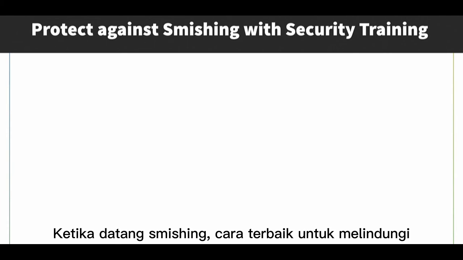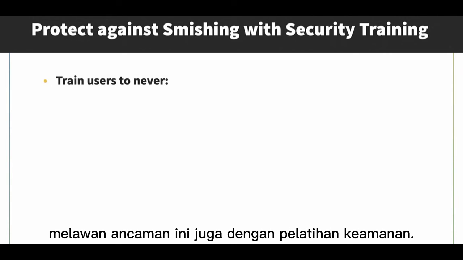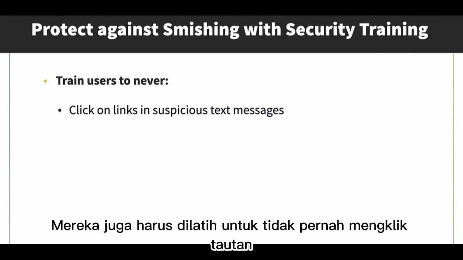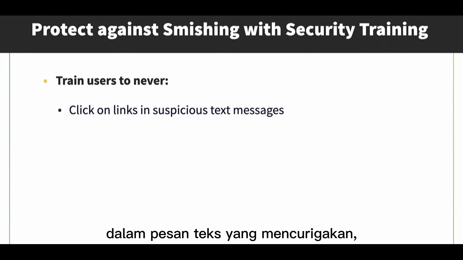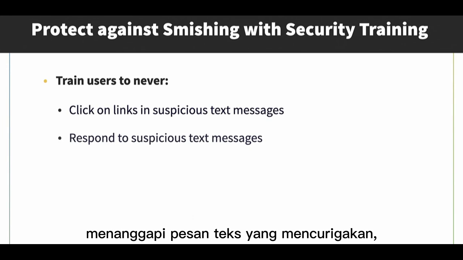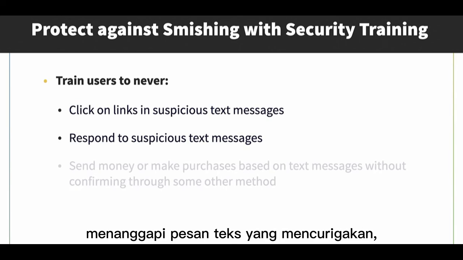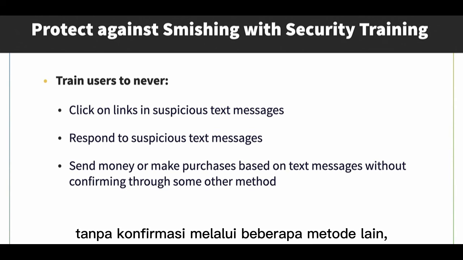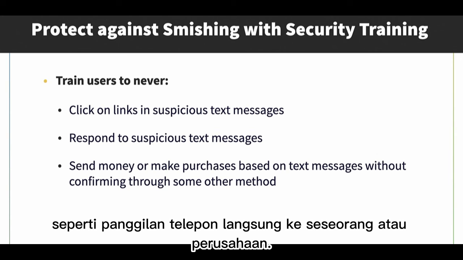When it comes to smishing, the best way to protect against this threat is also with security training. Train users how to spot suspicious text messages. They should also be trained to never click on links in suspicious text messages, respond to suspicious text messages, or send money or make purchases based on text messages without confirming through some other method like a phone call directly to a person or company.